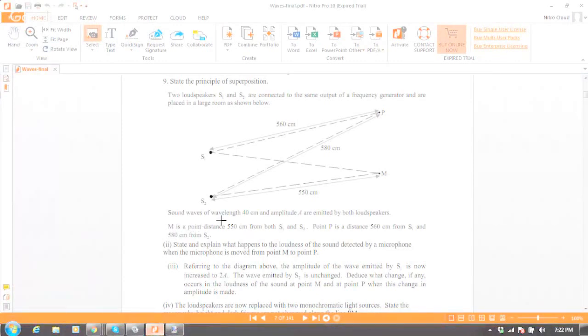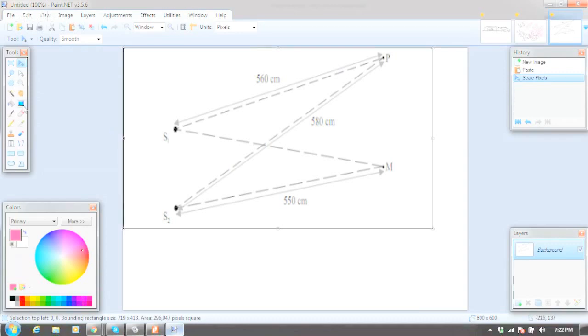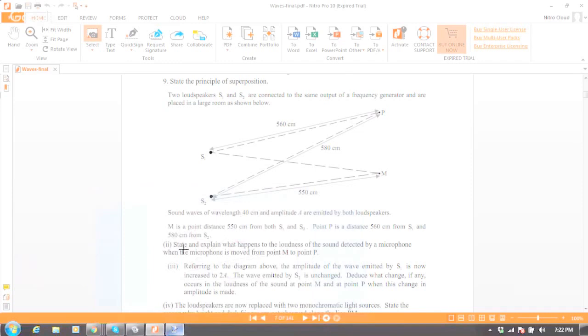It says that M is a point at distance 550 centimeter from both S1 and S2. Point P is 560. A distance which is not mentioned on the diagram, we write it here, and that is 550. This distance is also 550. That means the distance of M from S1 and S2 is same. If these two distances are the same, then one thing is concluded that at this point the path difference will be 0 lambda. Then it says state and explain what happens to the loudness of the sound detected by the microphone when the microphone is moved from point M to point P.